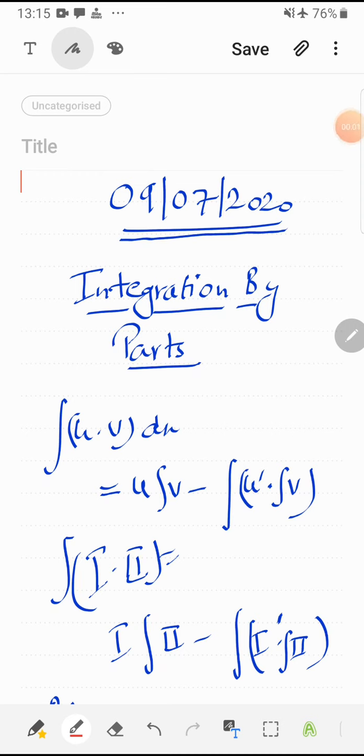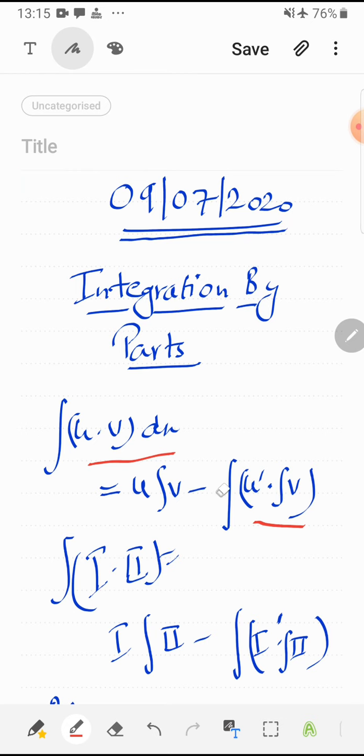Hello students, today we are going to discuss the last technique of integration, that is integration by parts. This can be treated as the product rule for integration. So the formula is: integral of u into v dx is equal to u into integral of v, minus integral of the product, and whose product? Derivative of u into integral of v.